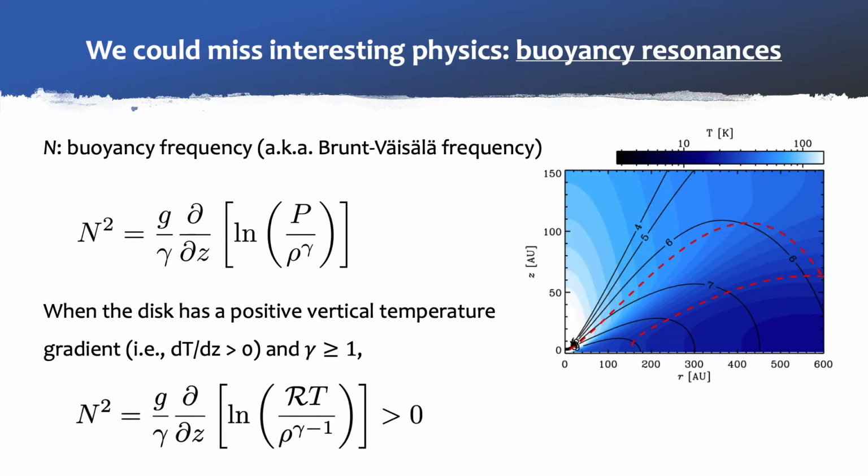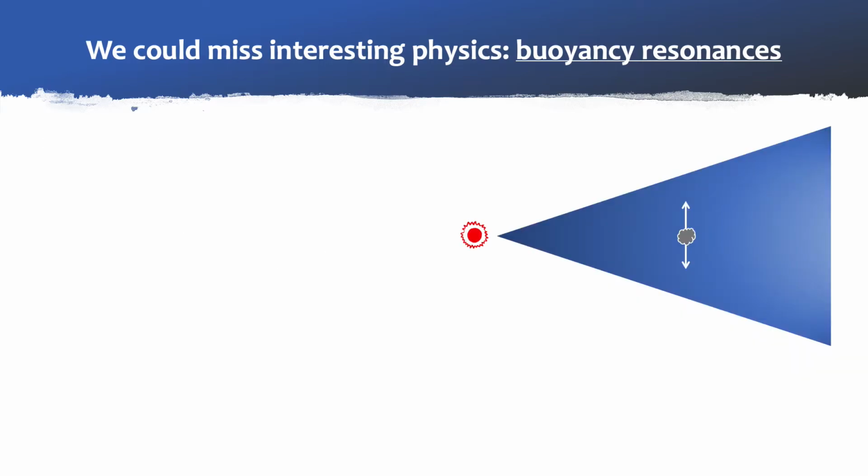But when the disk has a positive vertical temperature gradient, and when gamma is equal to or greater than 1, if you substitute the ideal gas law, and if you think about this term at the bottom, temperature increases as a function of height, and density decreases as a function of height. So the derivative of this term is always greater than 0. So N squared is always larger than 0 in a vertically stratified disk.